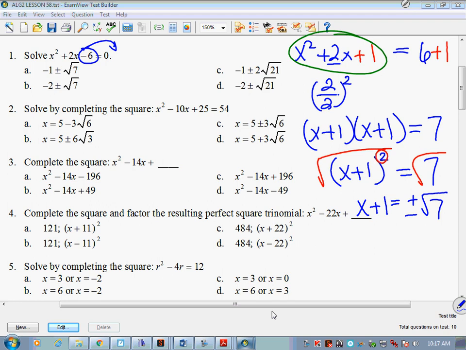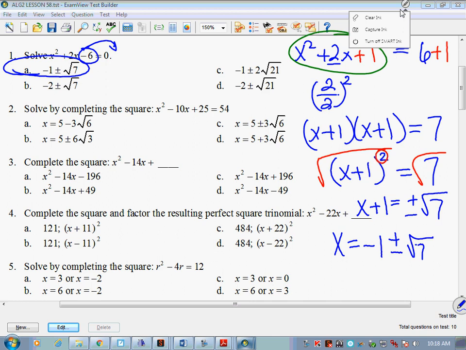Now, because I want to solve for x, what do I have to do with that 1? Subtract it to the other side. So x equals negative 1 plus or minus radical 7. Okay? Negative 1 plus or minus radical 7. You're going to see some of these questions show up in your homework. Go back, watch the video, take it step by step. If you take it one step after another and follow through, it's not as hard as it looks. Okay? All right. Let's move on to question number 2.